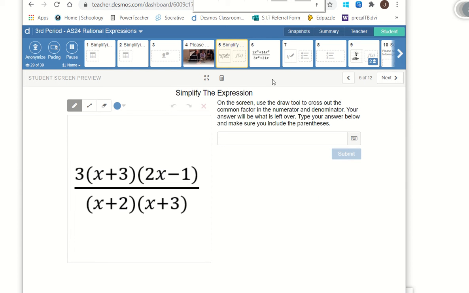To simplify this, we want to cancel out the things that are both on the top and the bottom. Those cancel out because x plus 3 over x plus 3 is equal to 1, and that leaves us with 3 times 2x minus 1 divided by x plus 2.